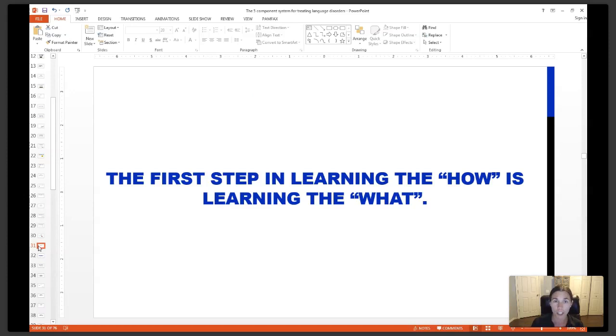I'm prefacing this by saying the first step in learning how, like specific tactics, strategies, materials, games to use, whatever, is really learning the what. So what are the big picture skills? I've just explained why we're doing this. Now I'm going to move on to the what.